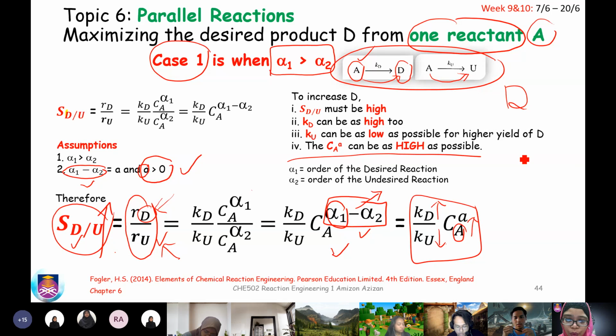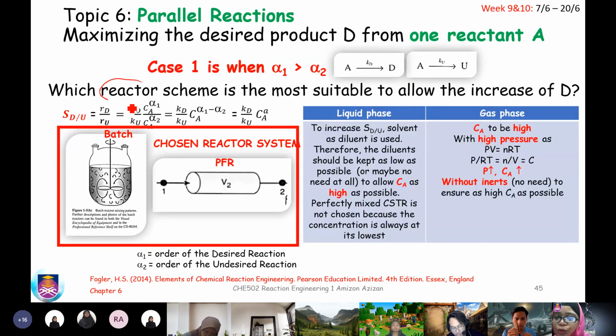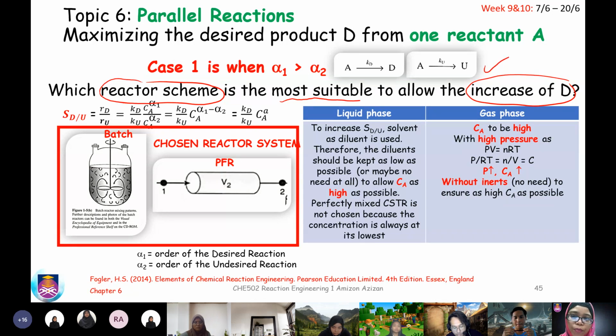Then we use the resultant requirement from our understanding to choose which reactor scheme is going to be the most suitable to increase the production of the desired product for these two parallel reactions from one reactant. We look into two kinds of phases. For gas phase, if we want to have high concentration of A, we follow the ideal gas law. Therefore, the pressure of the stream must be as high as well.